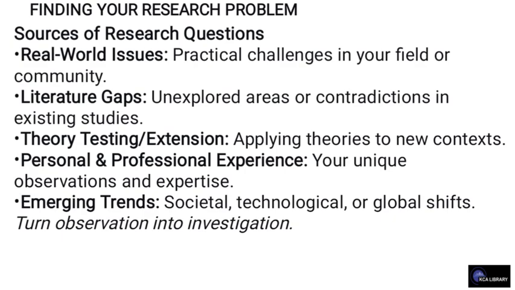Now, how do you find your research problem? Have a step-by-step approach. First, let's have sources of research questions. Where do you get research questions from? You have real-world issues. That is practical challenges in your field or communities. We have literature gaps. That is unexplored areas or contradictions in existing literature. I said that before.